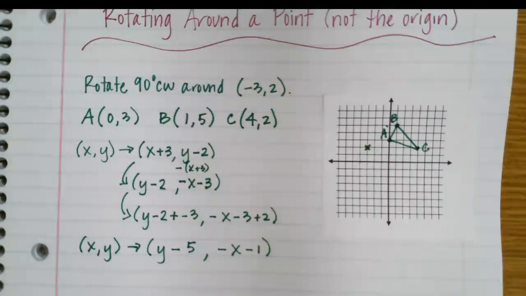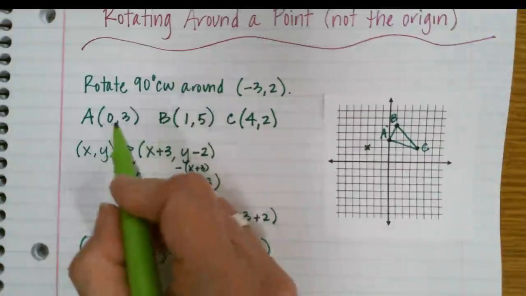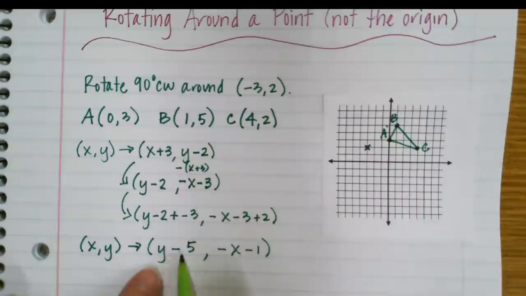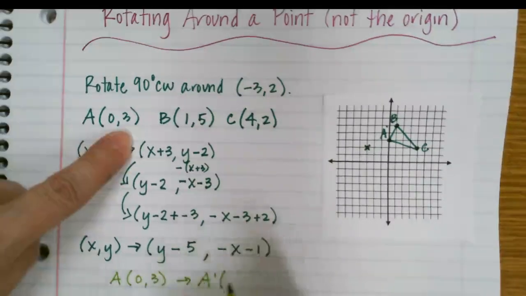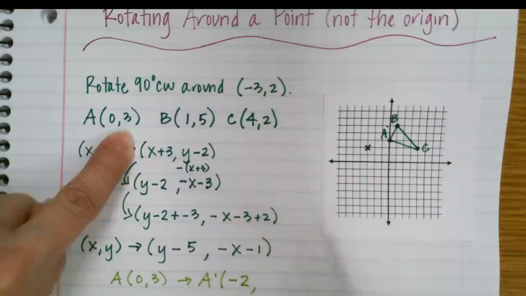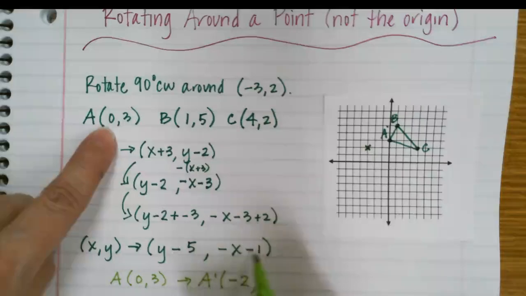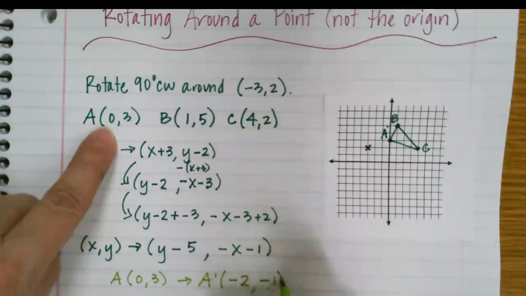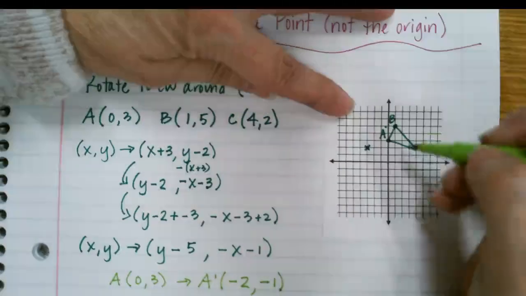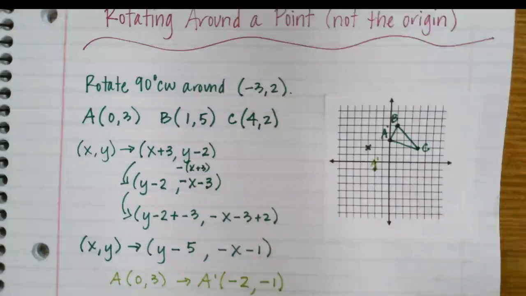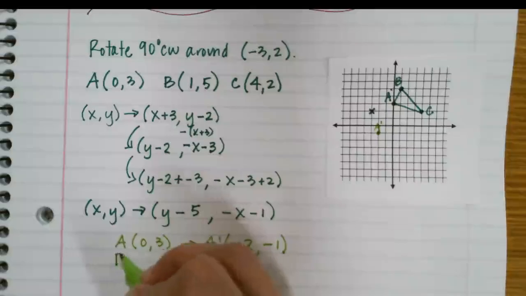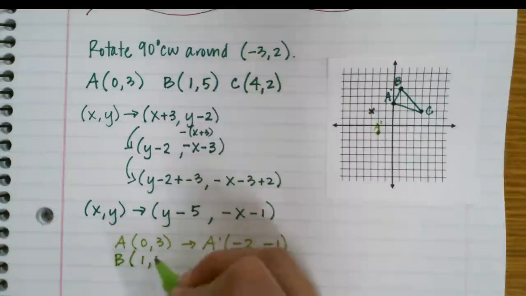All right, so let's take a look at what this looks like on the graph. For point A, we have 0, 3. So I'm going to do y minus 5. If A is 0, 3, we'll write it out like this. Then A prime. I need to do y minus 5, which is going to bring me to negative 2. And negative x minus 1, well, in that case, it doesn't really matter. It's just going to be a minus 1. So A prime is going to be at negative 2, negative 1. So this is A prime. All right, so if we look at point B, which is at 1, 5.